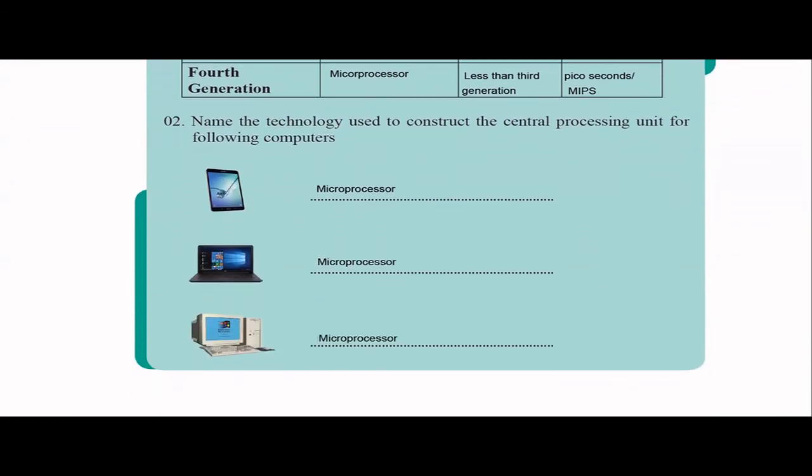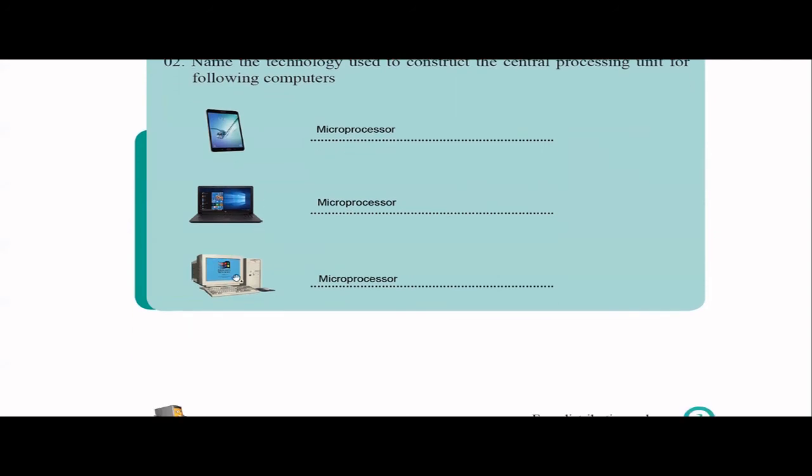In the second exercise here, they're asking you to name the technology used for the below computer central processing units. The first two are no worries, because these are very latest gadgets, a tablet and a laptop, so they are definitely using microprocessors. This one may be a bit confusing for you, but even though these are very old CRT monitors and an old version, they also use the same technology, because in the first three generations, the computers were very huge and not for personal consumption.